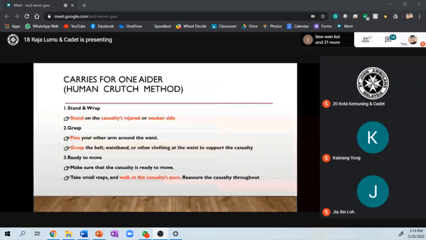Human crutch method. First step is stand and grab. What you have to do is stand on the casualty's injured or weaker side. Second step is grab. Grasp means hold. What you have to do is pass your arm around the waist, the waist is pinggang, your belt there. Grab the belt, waistband, or other clothing at the waist to support the casualty, or later the casualty may lean and become unbalanced. So you have to support the casualty for a more stable position.